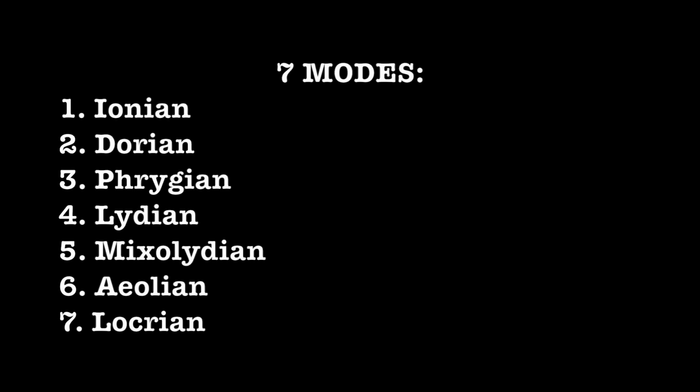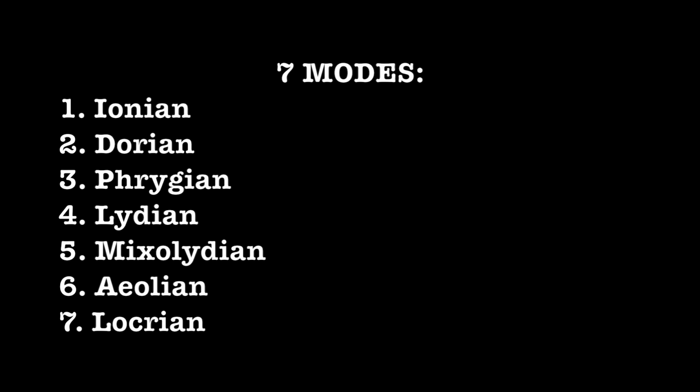Okay, so we've talked about the E minor scale briefly. Now I want to talk about it as the Aeolian scale. The Aeolian scale is actually the 6th mode. I want to talk about the modal order very briefly. There's 7 modes, and it goes Ionian, Dorian, Phrygian, Lydian, Mixolydian, Aeolian and Locrian. As you can see, Aeolian is the 6th mode.